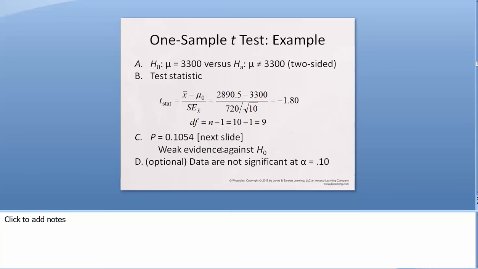Now this next slide shows how you get the p-value to be 0.10 for a t statistic of negative 1.8. Now it doesn't matter whether the t is negative or positive. To get the p-value, we will just ignore the minus. Okay, so let's go to the next slide.